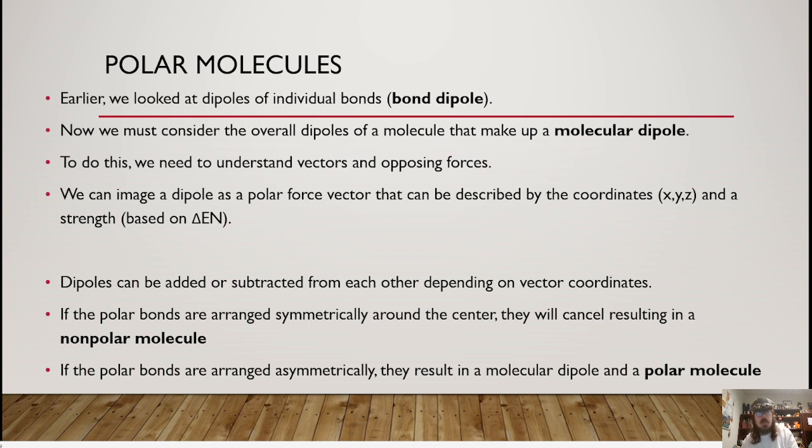If two sides are equally matched, the rope doesn't move. But if one side has a bunch of jocks and one side has the chess team, no offense to the trope, the chess team's going to lose. If the strength of the dipole is not equal throughout, one side gets run over. One side gets pulled out the other. So dipoles can be added or subtracted from each other depending on their vector coordinates. X can only subtract from X. Y can only subtract from Y. Z can only subtract from Z.